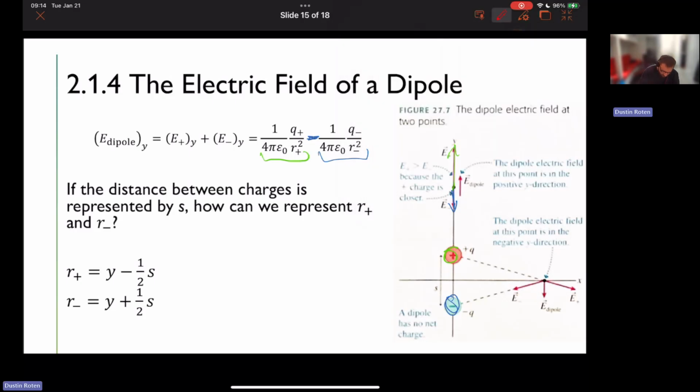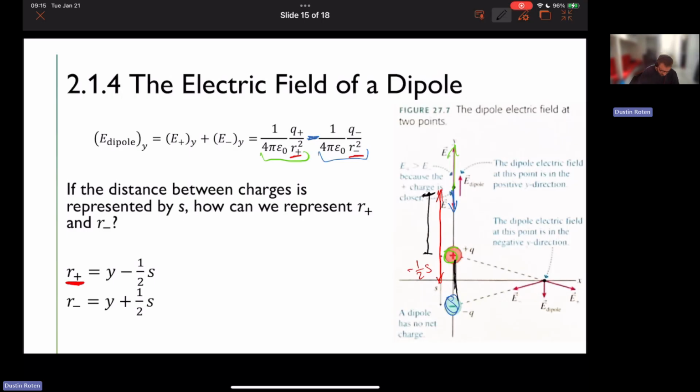So what we can do is take these r's and represent them in a different way. The distance from the charge to the point that we're interested in is really just y minus half of this distance s, because remember, s is the total distance. So we just want to subtract off half of that, and that's going to give us our distance from the charge to the point.